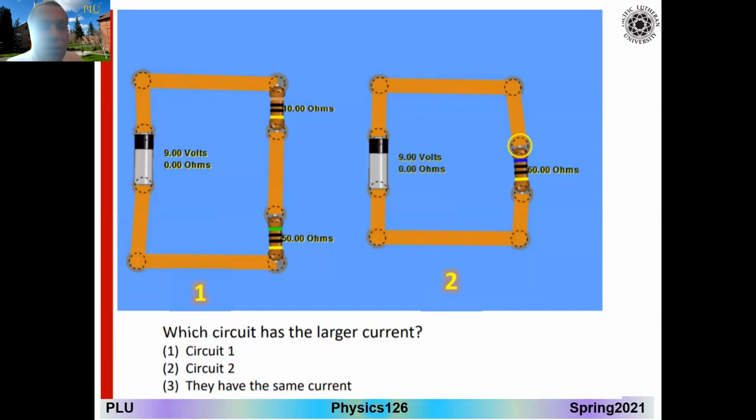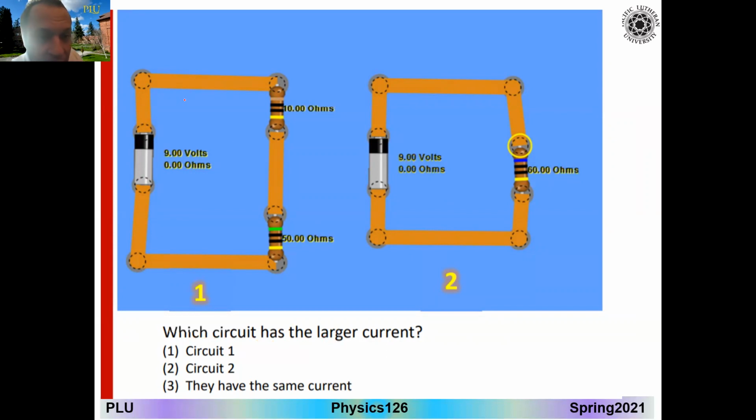Okay, here is an example for that. We have two circuits. One circuit has 10 ohms and 50 ohms connected with a 10 volt source, and the second circuit has a 10 volt source connected with a 60 ohm resistor. How can we compare those two circuits? Which one has the larger current?